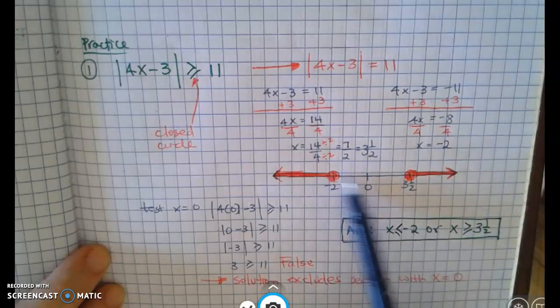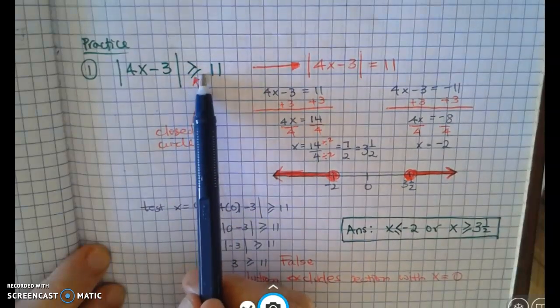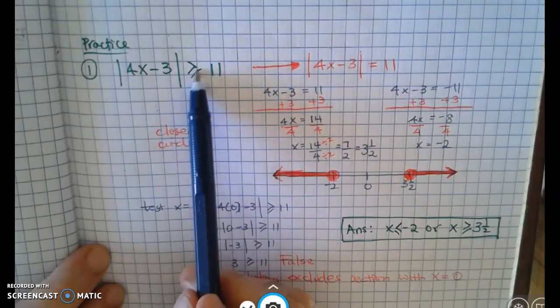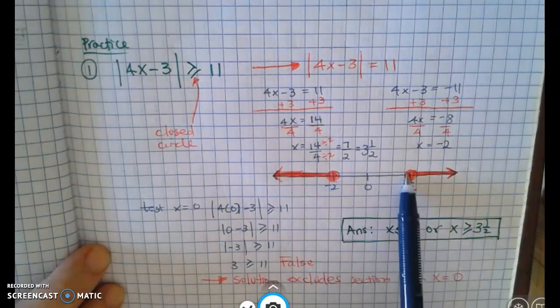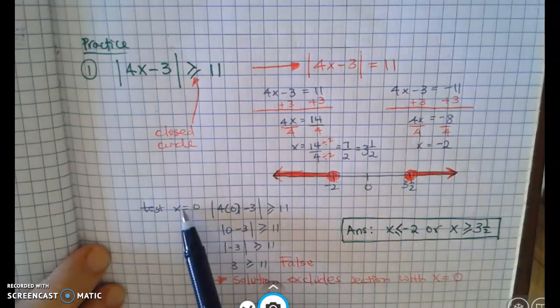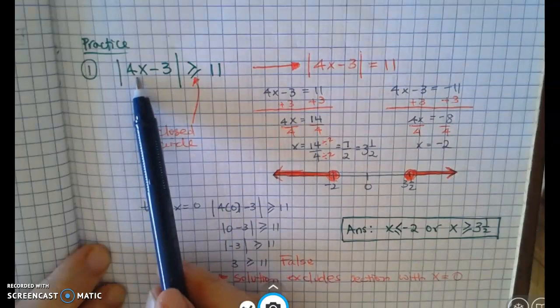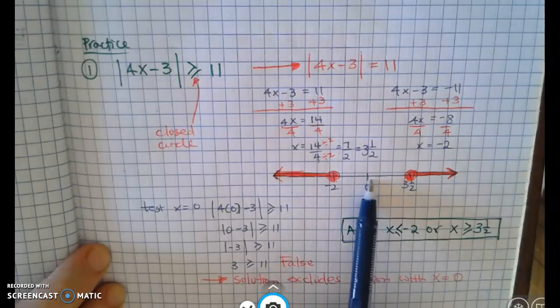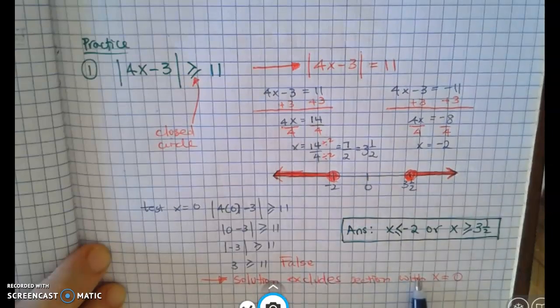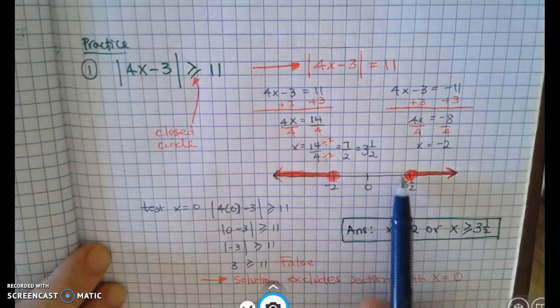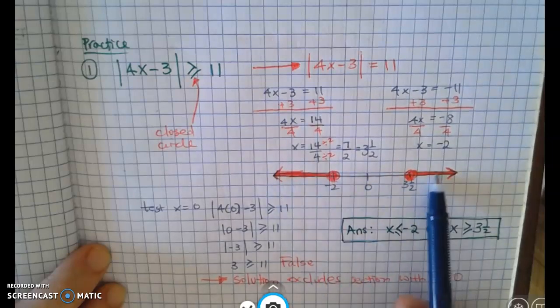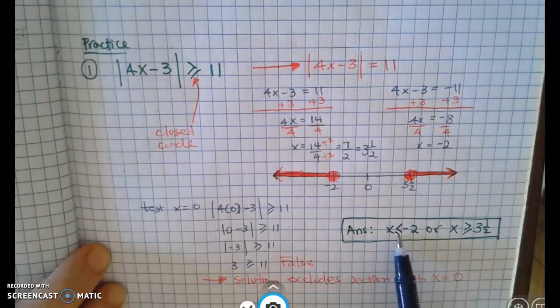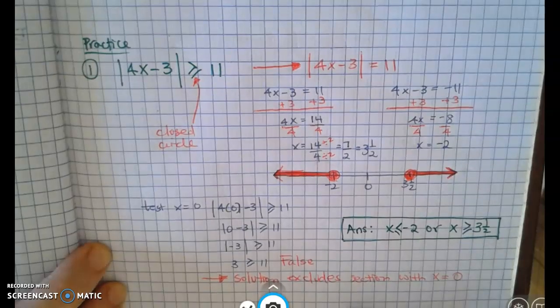Then I mark my boundary points, and in this case, because of this inequality sign being greater than or equal to, the equal sign tells me that I need to shade the circles in, so it's going to be a closed circle. And then you need to test x equals 0 in the original inequality, and you come up with a false statement, which means x equal to 0 is not part of the solution section. So which is the part? Then it's going to be outside those two boundary points. So the answer is x is less than or equal to negative 2, or x is greater than or equal to 3.5. So that's the first problem.